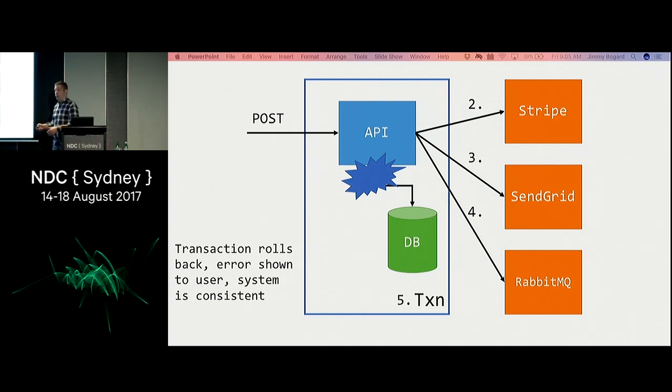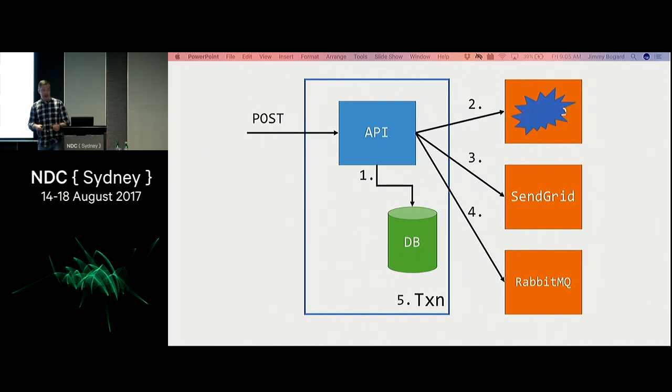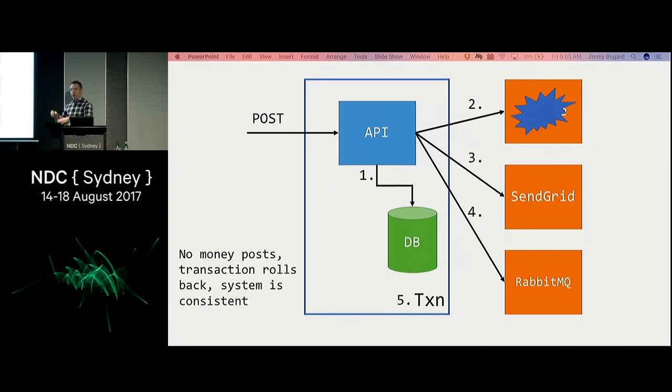All right, so what happens when that Stripe API call fails? When the Stripe API call fails, it's actually not too bad. No money posts to the Stripe API, that is, I don't actually take money from the customer. The transaction rolls back because there was an exception, and then the system is consistent. Still not too bad. The next one is where things really start to go wrong.